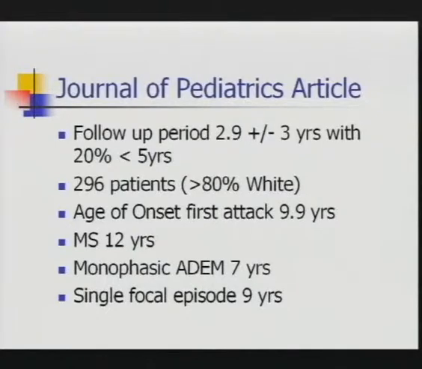And we talked a little bit before with previous speakers about the average age of onset of the particular diagnosis that we've been discussing. For pediatric MS, it's roughly around 12 to 15 years of age. For monophasic ADEM, which is probably of these three diseases the most common in pediatrics, it usually presents at about 5 to 7 years of age. And a single focal episode, which is usually transverse myelitis, presents at about 8 to 9 years of age.